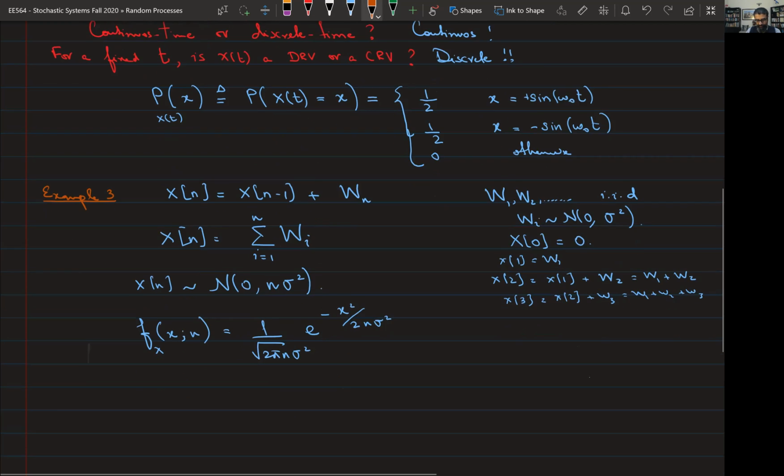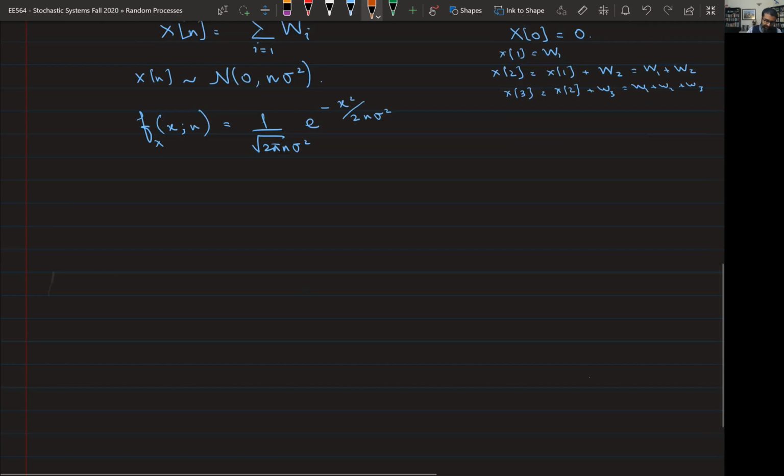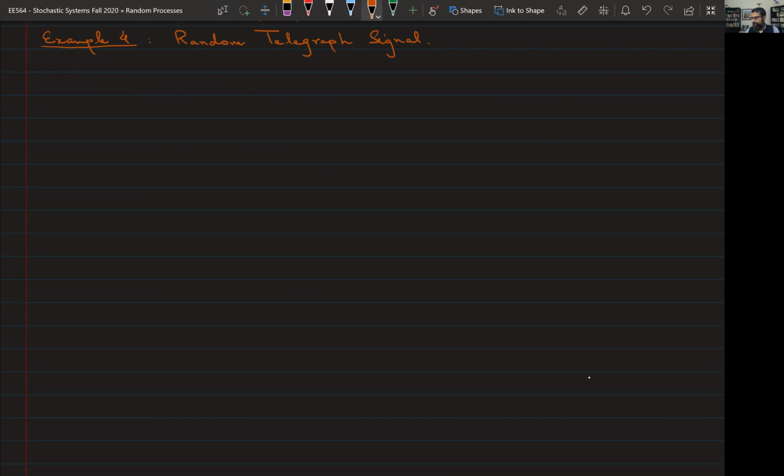Okay. So here's example number 4, and this may take up the entire remaining part of the class. And with this example, I actually wish to introduce something called a random telegraph signal, or a telegraph process. Okay, here's how the random telegraph signal works.